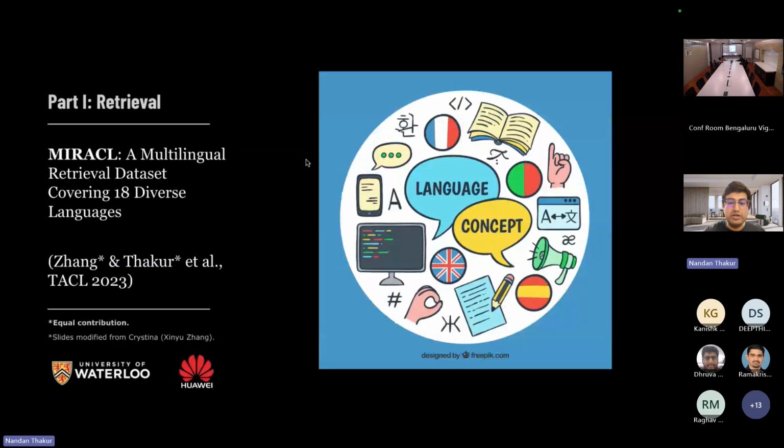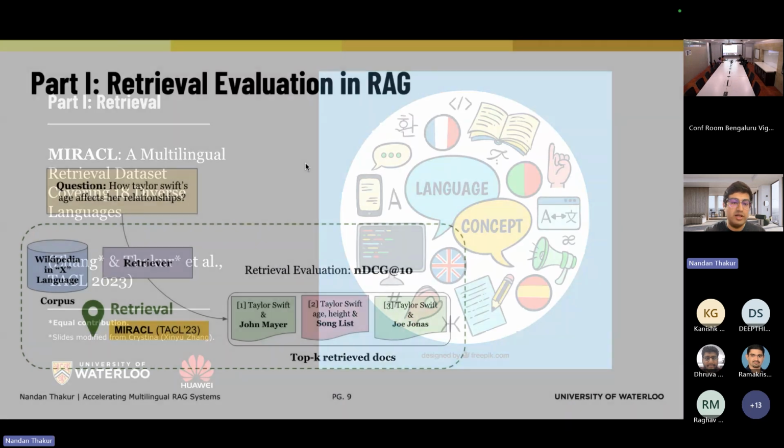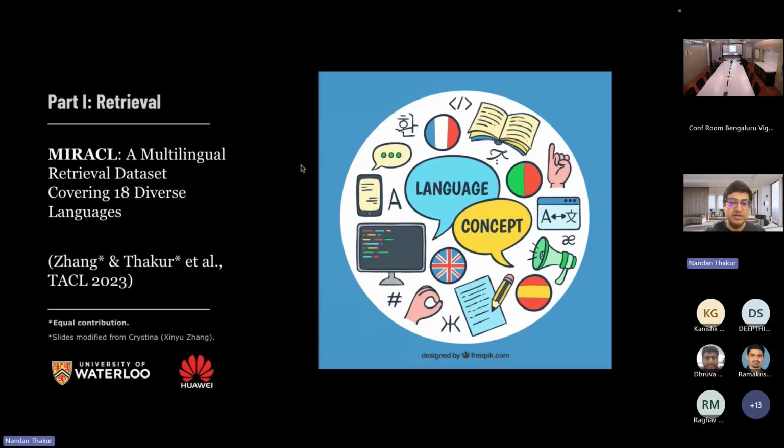So moving on now to the first part, where I'll be talking about MIRACL, which is a multilingual retrieval dataset covering 18 different diverse languages. This was work done by Christina Xinyu Shang and myself, and some of these slides have been modified from Christina's.